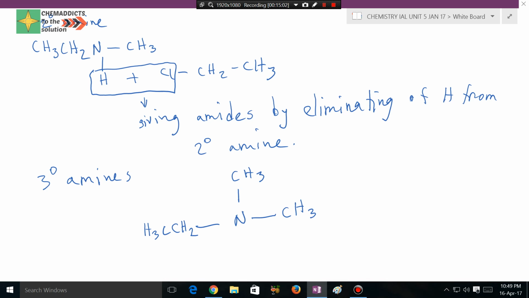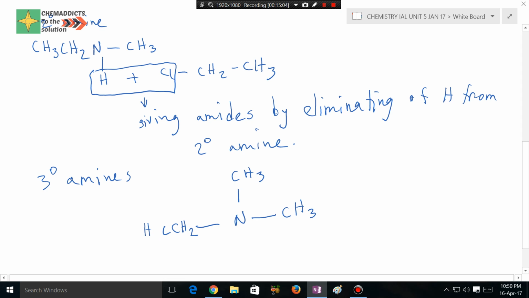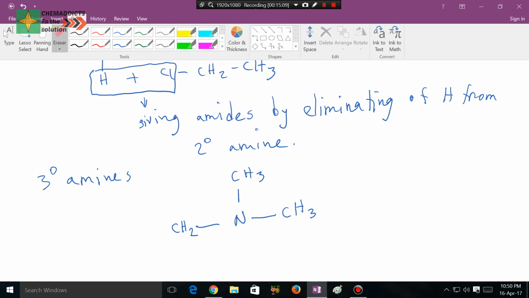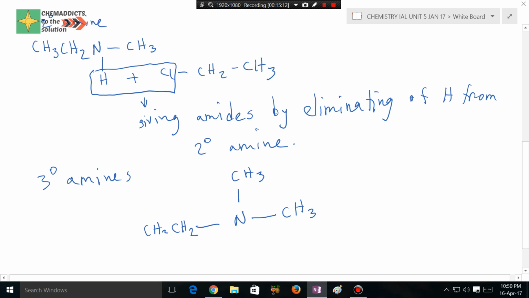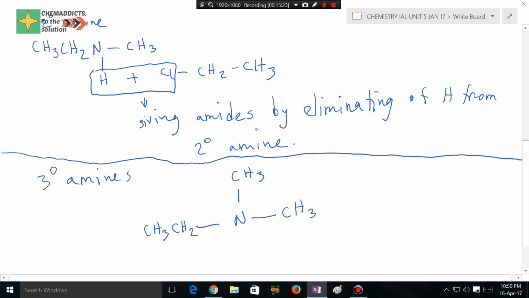Okay, fine. Let's draw in a different fashion. So here it is CH3. This is another part, I don't want to mix this one with the previous part. This is totally the other part. In here we can see that this particular nitrogen atom has no hydrogen atom to give while reacting with ethanol chloride, so it doesn't react with ethanol chloride. Why? Because this nitrogen has no hydrogen atom, so it won't react with ethanol chloride.